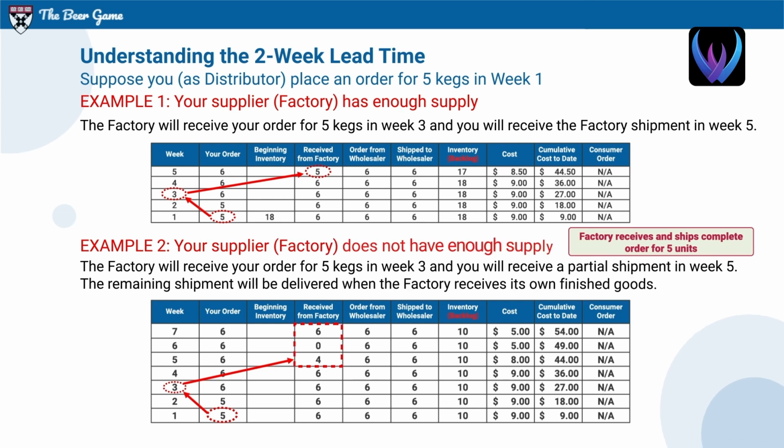If that factory does not have enough supply, it will send as much as it can. So you will receive a partial shipment in week 5. The remaining shipment will be delivered as soon as the factory has more inventory, and the factory may ship the remaining units to clear a backlog. If more orders have been placed by this time, shipments will fulfill as much of those subsequent orders as are available in stock.